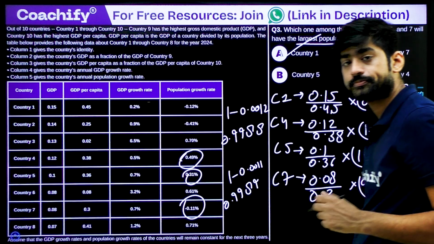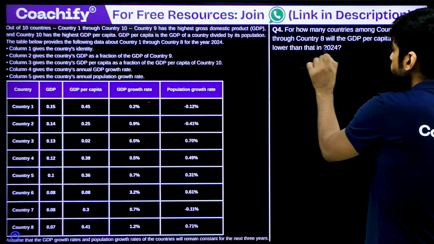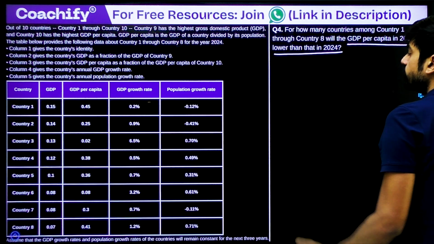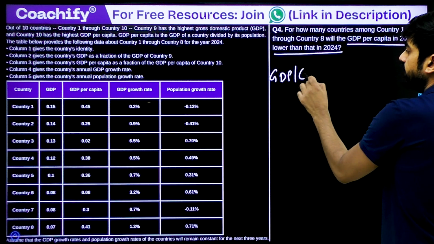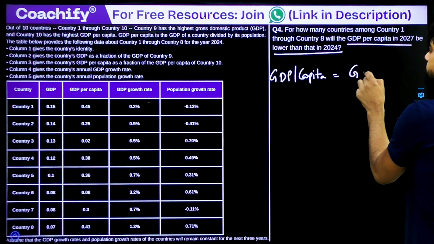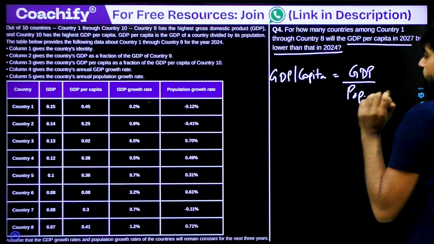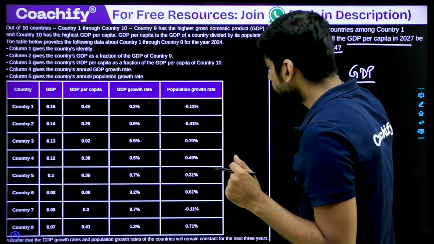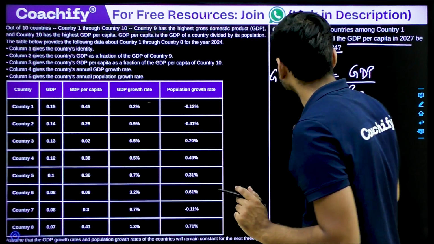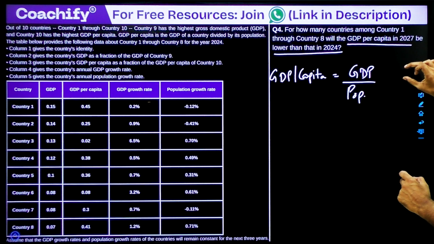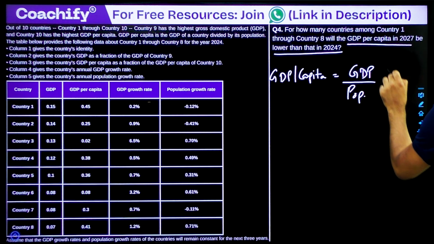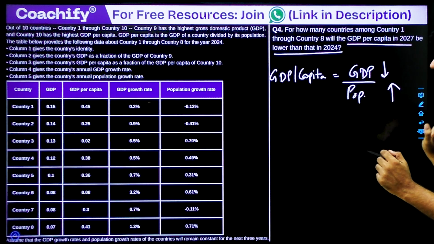Last question: for how many countries among C1 through C8 will the GDP per capita in 2027 be lower than that in 2024? Firstly, how do we find GDP per capita? Simple, GDP value divided by population value. And we need to check for each and every country individually. The value should be lower in 2027 in comparison to 2024. When will that happen? When the growth rate in population is more than the growth rate in GDP. The numerator should decrease and the denominator should increase, then only this value will get lower, right?